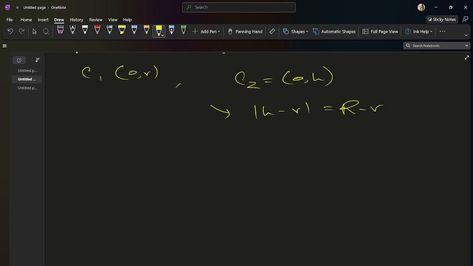So we are going to substitute the value of big R. So we will get mod of h minus r is equal to root over a square plus h square, minus r. So now we are going to solve for h.